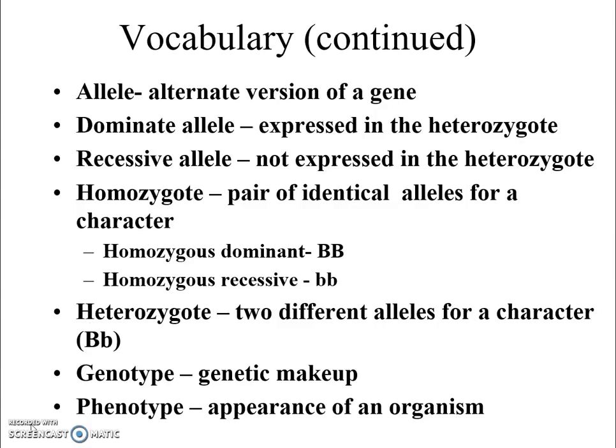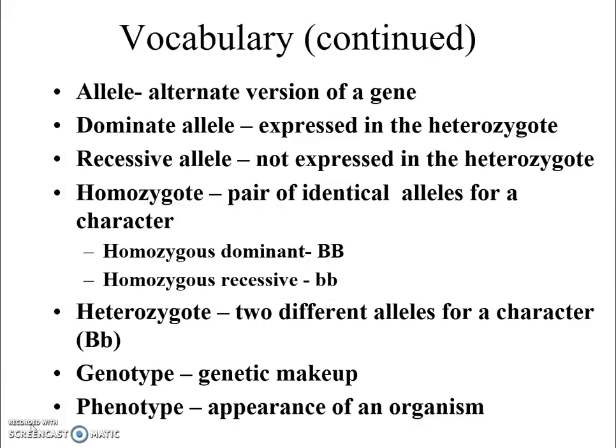More vocabulary, there's alleles, which is the alternate version of a gene. So if one gene is tall, what's the alternate or the allele for that? It would be either tall or short. Dominant allele is the one that's expressed. Recessive allele is the one that's not expressed in the presence of the dominant allele, but can only be expressed when there are two copies of that recessive allele.